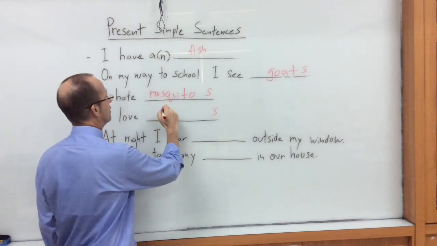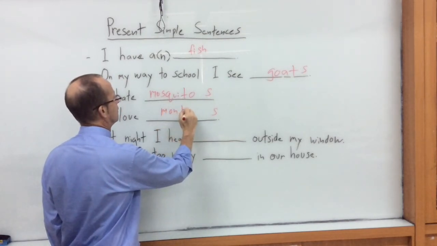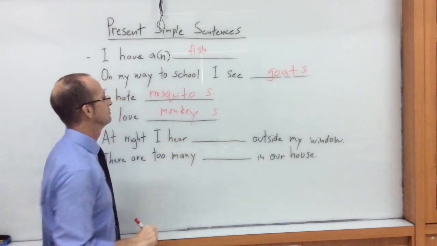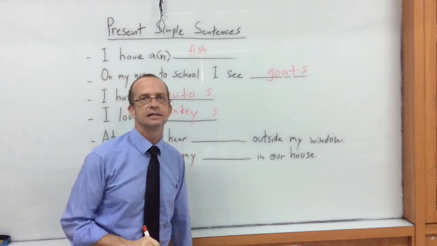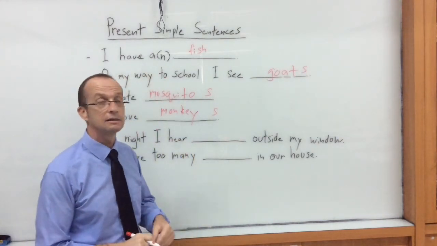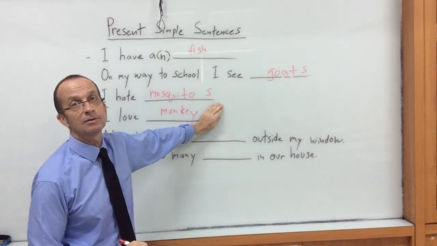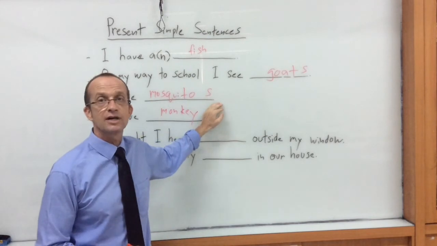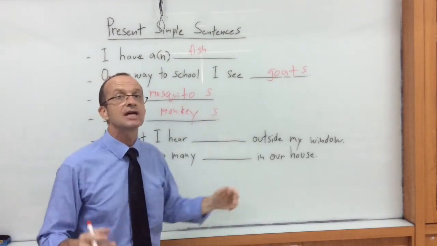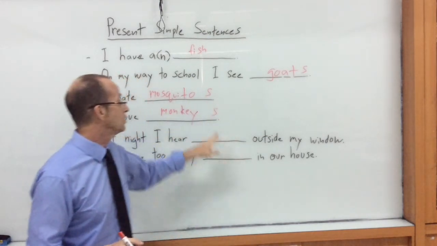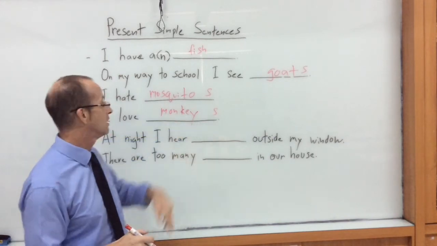I love monkeys. Okay? I love monkeys. Maybe you're talking about one monkey. I love that monkey at my neighbor's house. Okay? But if you just want to talk about monkeys are an animal that you love, we want to use the plural. I love monkeys.